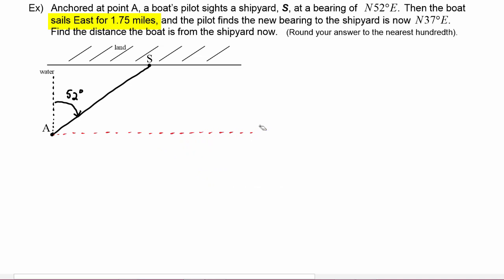Now, we need the rest of the sentence to give us the clue. It says the pilot finds the new bearing to the shipyard is now north 37 degrees east. So wherever you put your point, maybe we'll call it B. When you get to point B, somewhere along this dotted line, you would then do your bearing of north 37 degrees east, and then you would have to be looking at the shipyard.